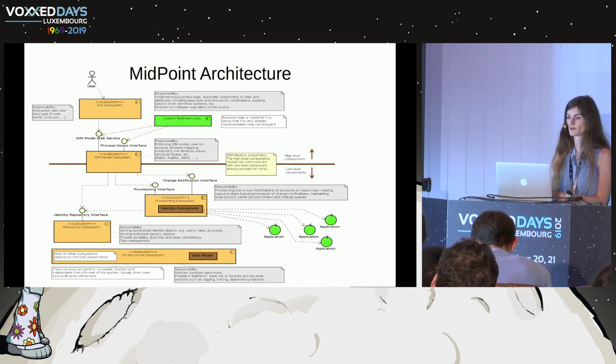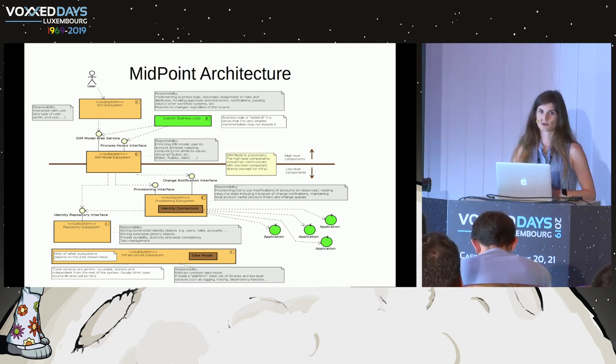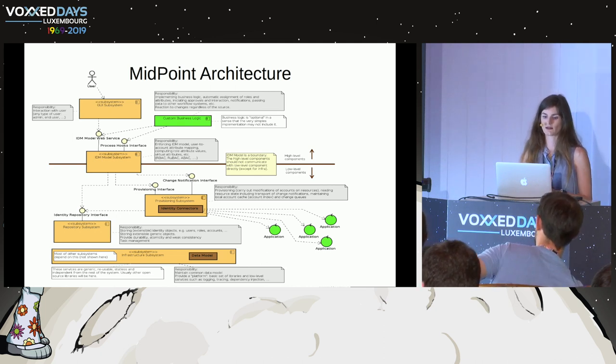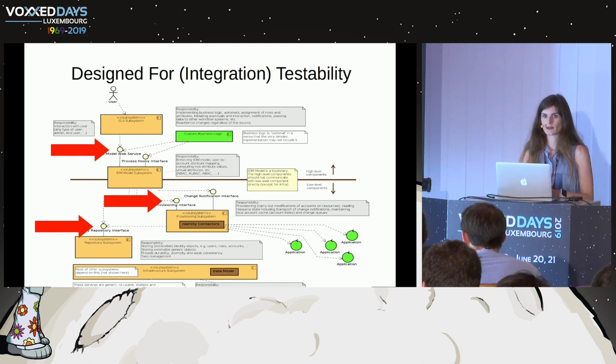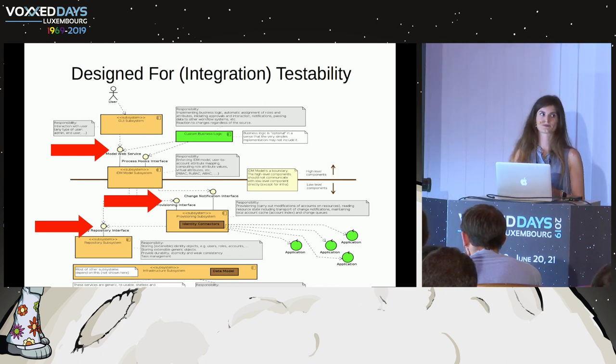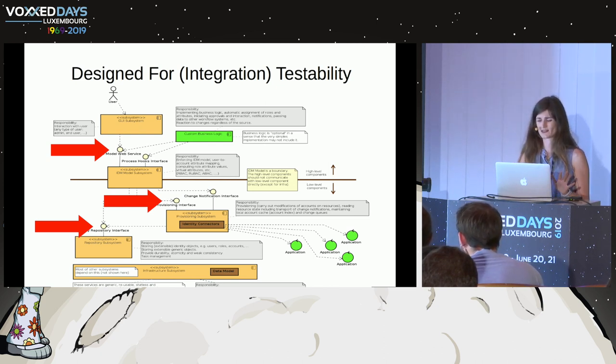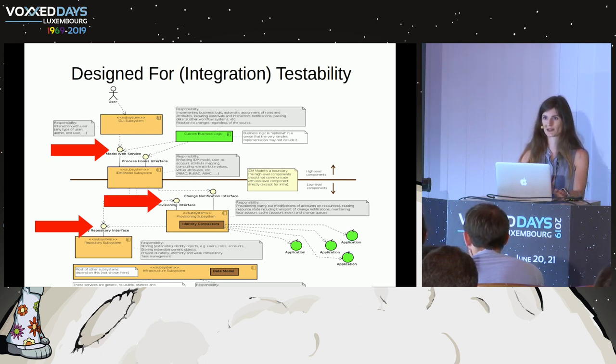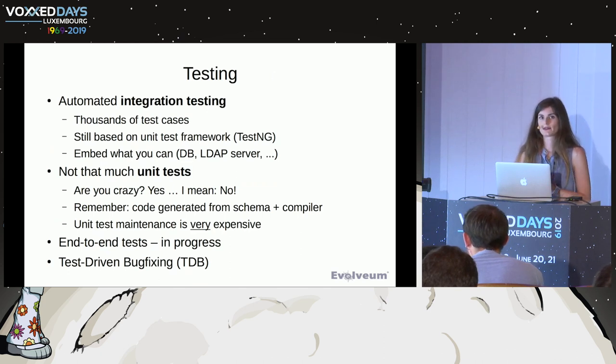At the beginning, when I started to talk about midPoint architecture, I showed you that the architecture is divided into some subsystems, and every subsystem has its own interface. It also has another meaning, and it was designed so to be able to make tests or integration tests. In midPoint, we have a lot of tests. Currently, it's around 8,000, mostly integration tests. These integration tests are written using the unit test framework TestNG.